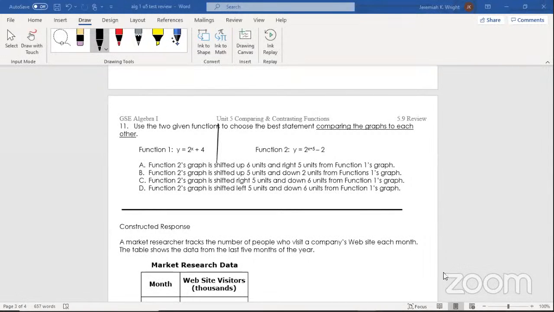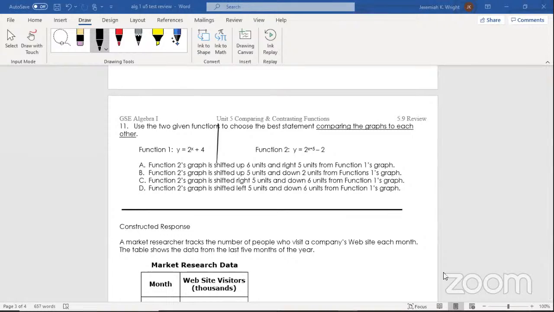It shifted up 5 units and down 2 units. Up 5 and down 2. Up 6 and right 5. Right 5 and down. There you go. It can't be shifted up and down. That one was so confusing.